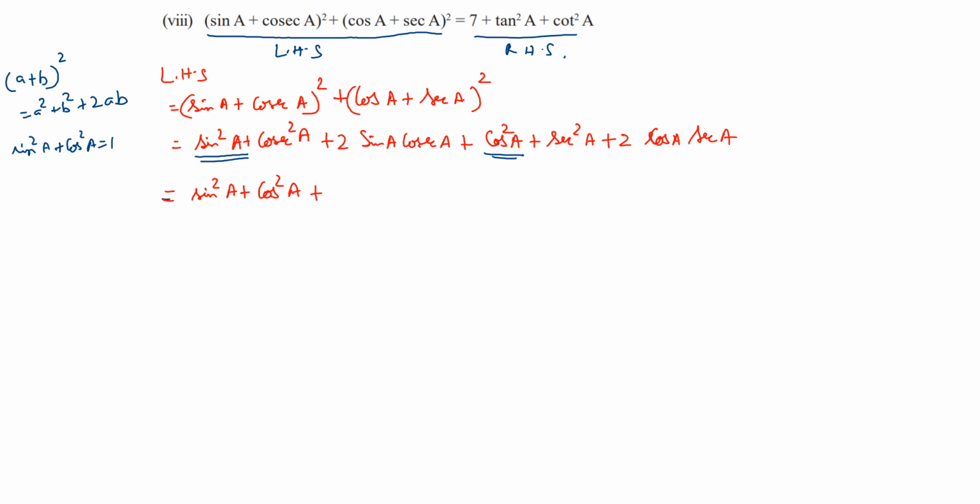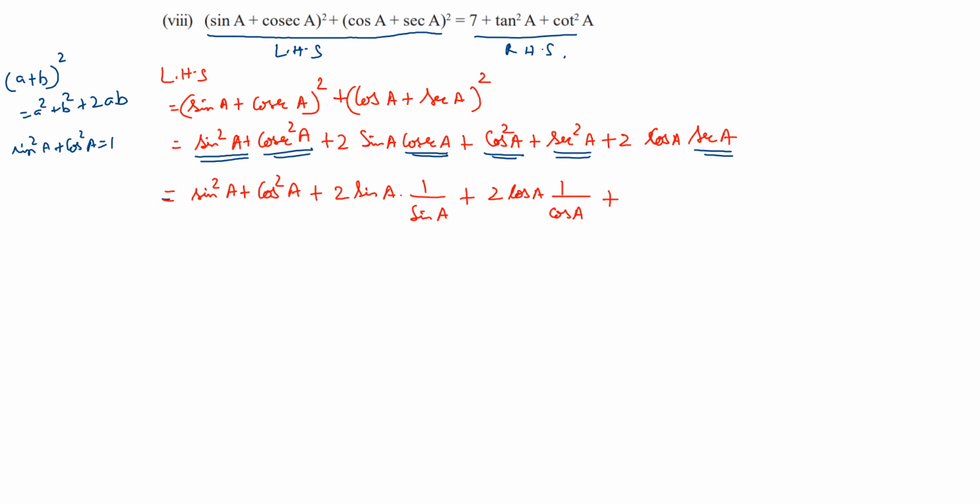so I can write cosecant a as reciprocal of sin a. So 2 sin a into 1 by sin a plus, and then secant a can be replaced as inverse of cos a, that is 2 cos a into 1 by cos a plus, is there any identity related to cosecant square a and secant square a? Exactly, we have separate identities.